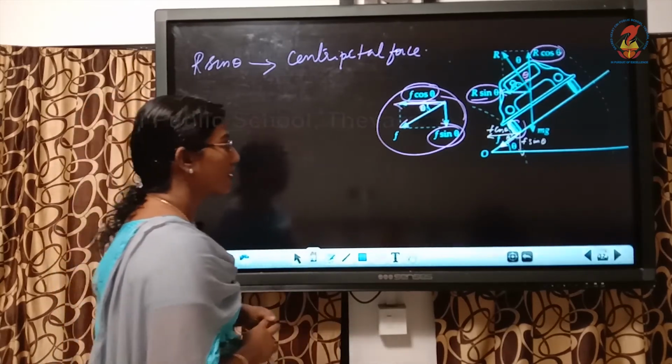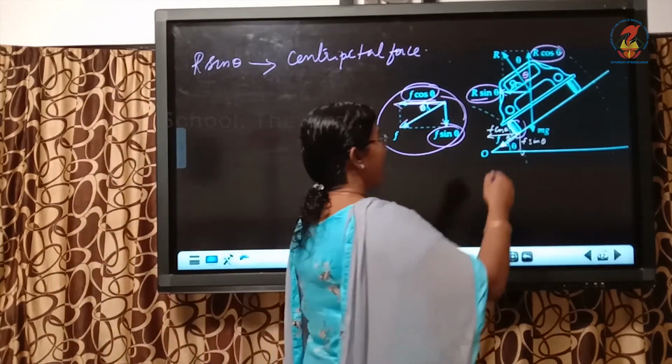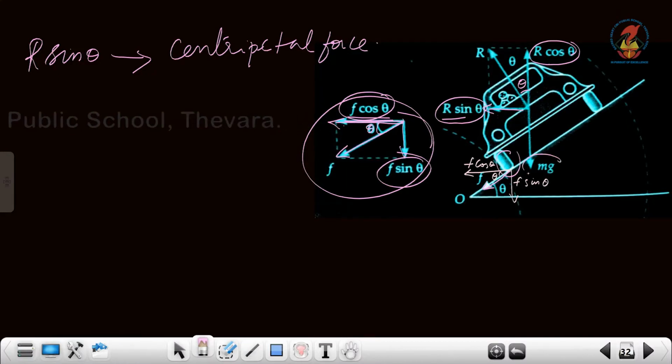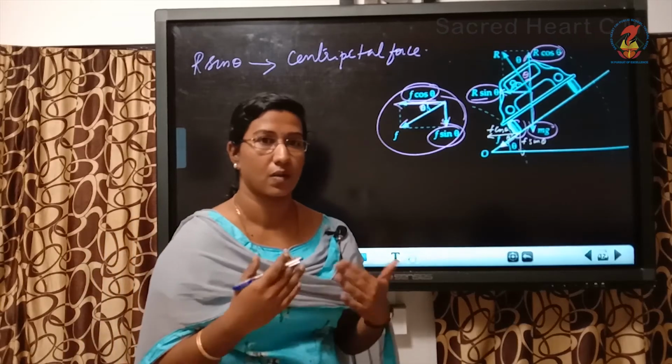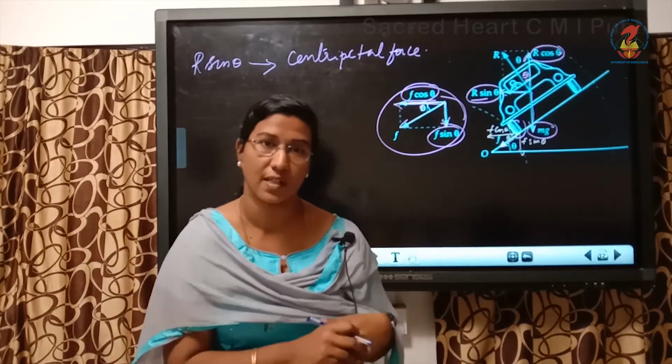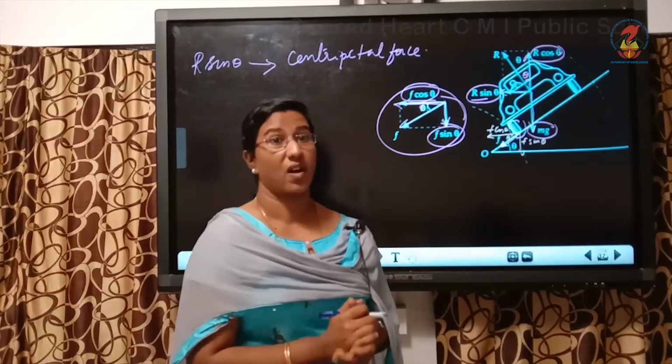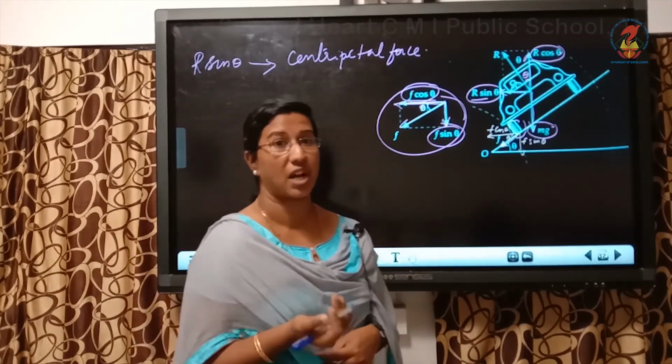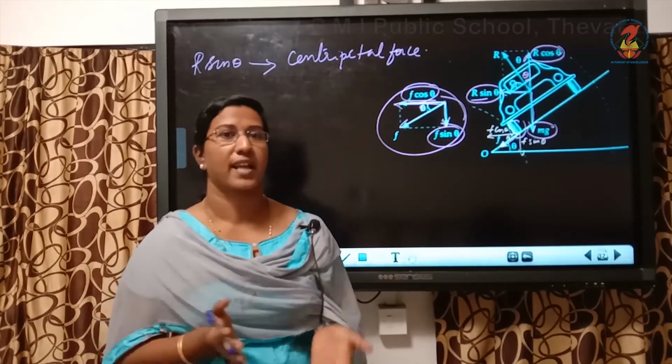Also, if you look into this diagram, you can see the weight of the car is acting vertically downwards. Along with the weight, the component of friction f sin theta is also acting downwards, and the normal reaction component R cos theta is acting upwards. So we are going to resolve the horizontal and vertical components of force, and find out the velocity with which the vehicle has to travel in order to avoid the accident.